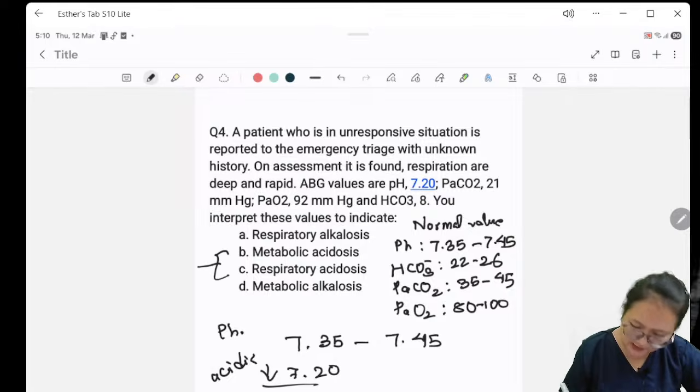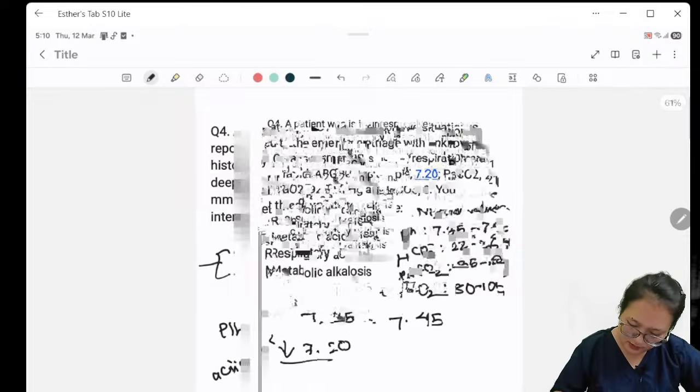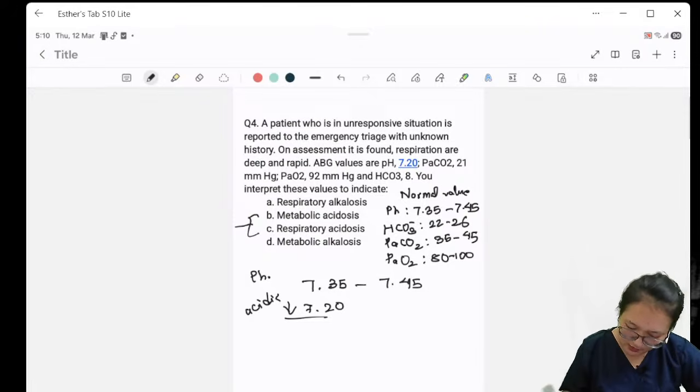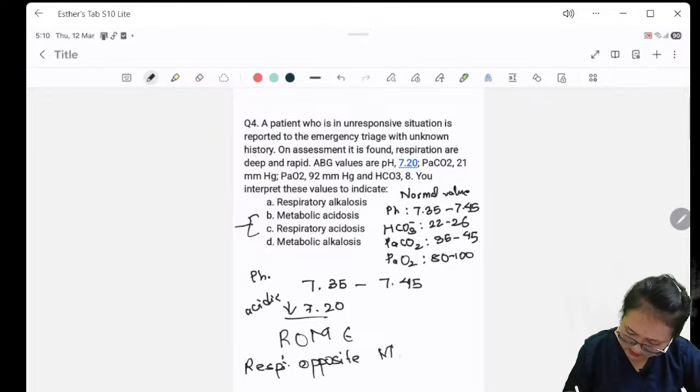So let's find out whether it's metabolic or respiratory. In order to know whether it's metabolic or respiratory, you have to know one thing: ROME. Respiratory opposite, metabolic equal.